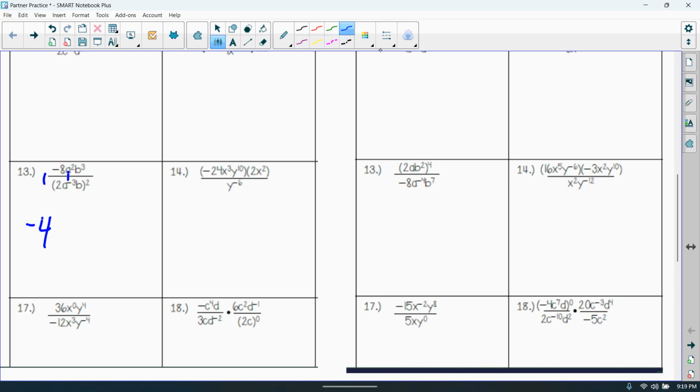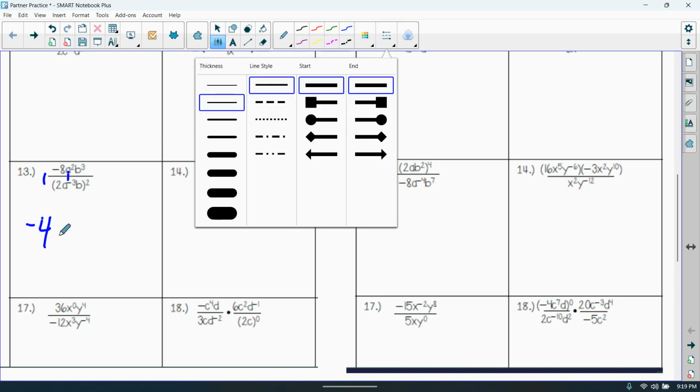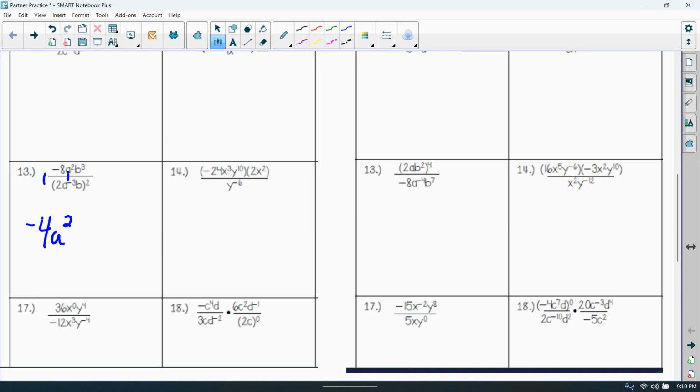This A here is saying 2 minus the negative 3. And then my B is 3 minus 2. But because we're doing minus, that's supposed to be a negative 3, then that actually turns into a positive because it keeps changing. So this is negative 4, A to the 5th, B to the 1st, or just B.